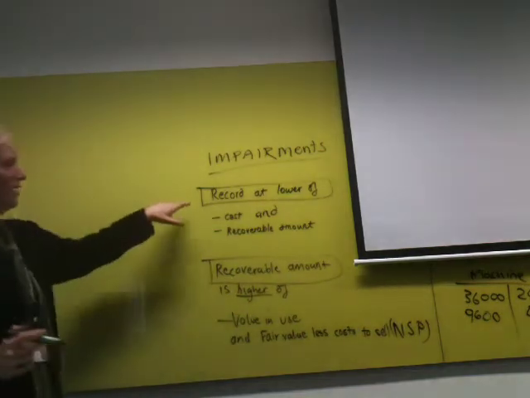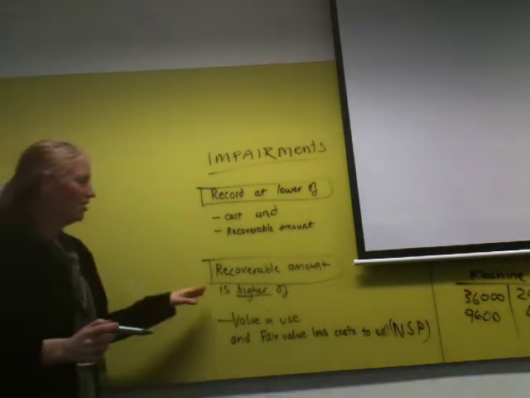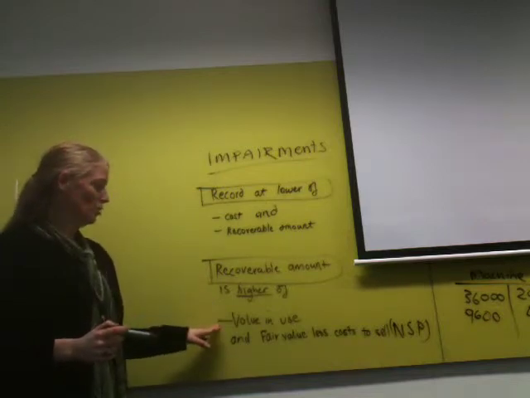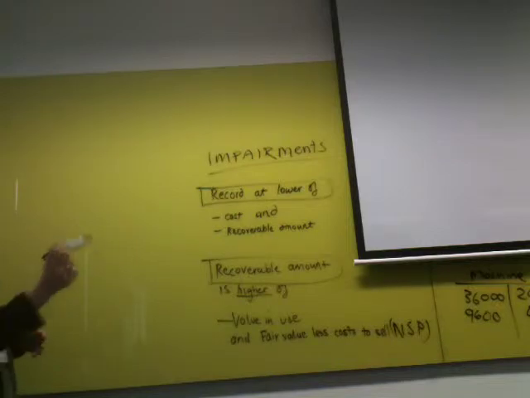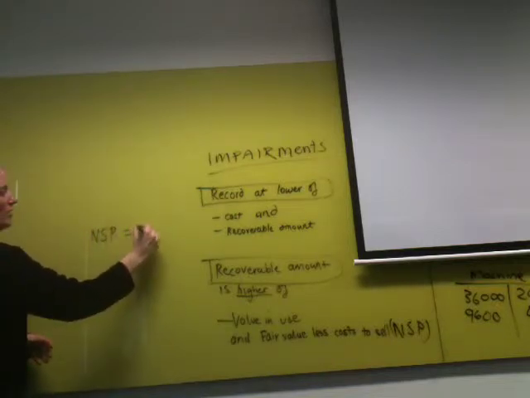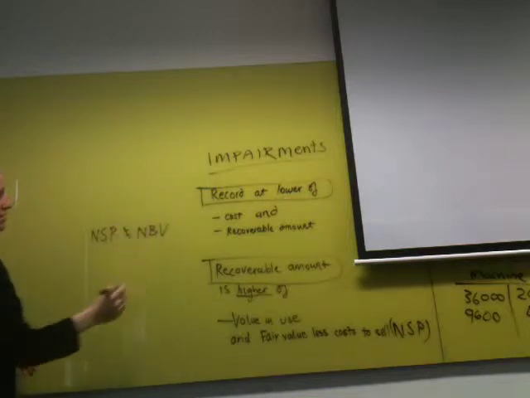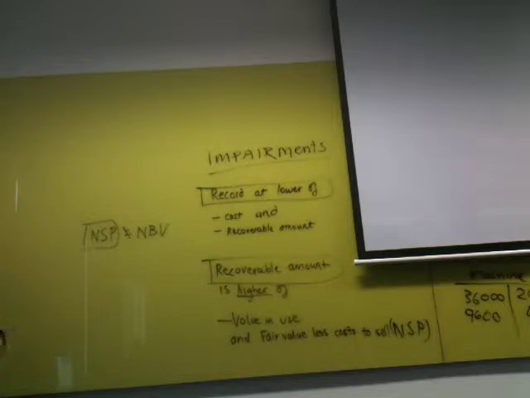Okay, so impairments, we're going to be recording assets at the lower of cost and recoverable amount. Recoverable amount is the higher of value in use and fair value less costs to sell. So net selling price, is it the same as net book value? No, it's not. Net selling price is obviously the selling price less costs to sell.